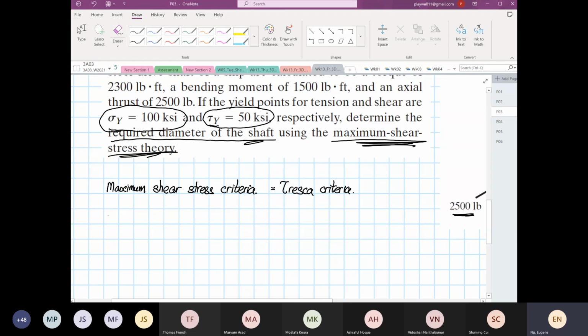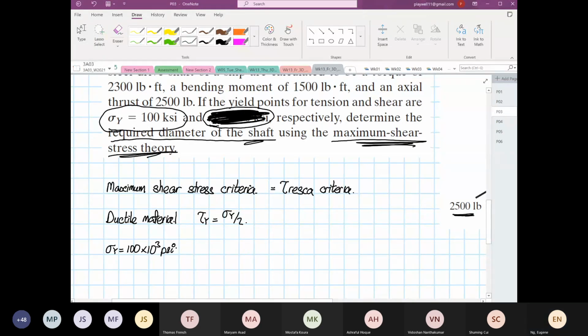For the Tresca criteria, it's usually used for ductile material. And we know that the shear yield is equal to the normal stress yield divided by 2. For this case it happens to be the same, since we are given that the stress yield is equal to 100 times 10 to the power 3 psi. Some problem sets, or in industry, this value may not be given at all, so you have to calculate it using Tresca. If you're only given that the normal stress yield is 100, you calculate the shear yield as 100 times 10 to the power 3 divided by 2. So this is 50 times 10 to the power 3 psi.